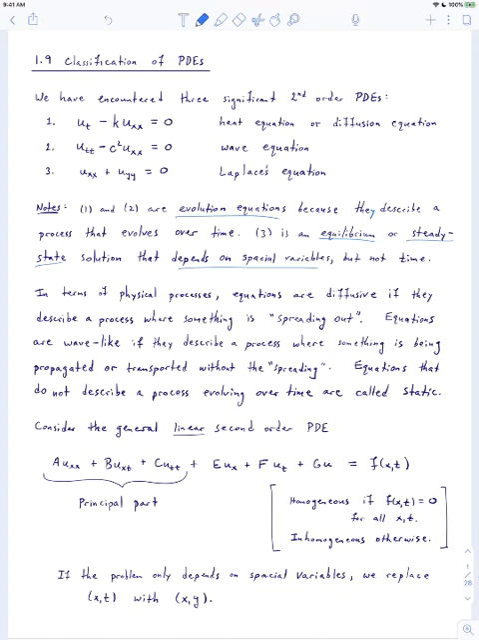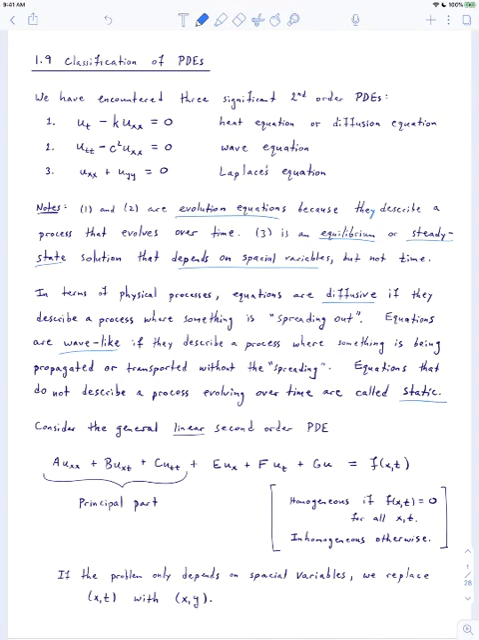In terms of physical processes, equations like the heat equation are called diffusive because they describe a process where something is spreading out, and equations like the wave equation that describes a process where something is being propagated or transported, those are called wave-like. Equations that do not describe a process evolving over time are known as static.